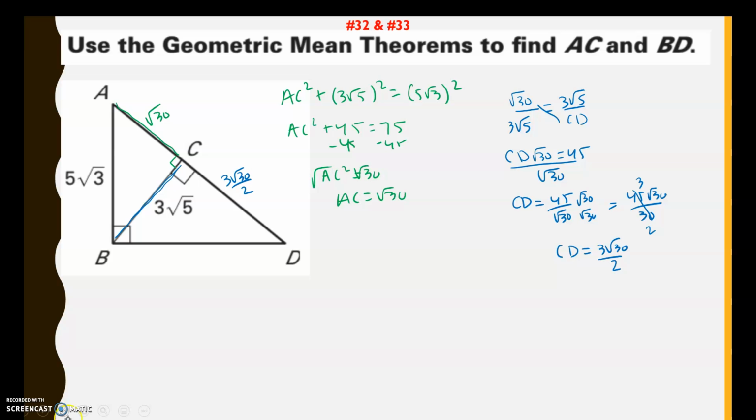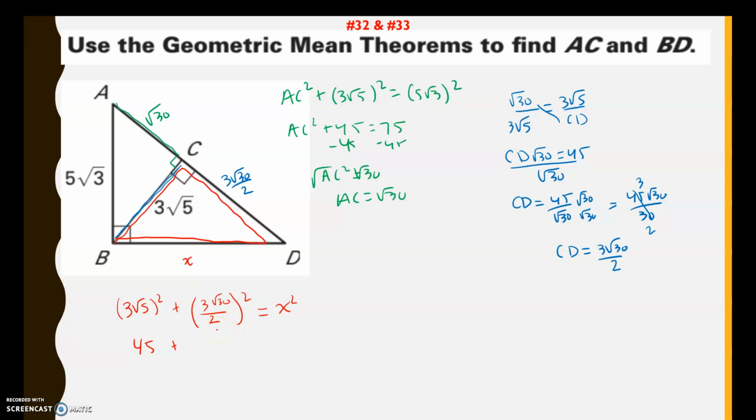So now to figure out what BD is, I'm just going to use this triangle right here, and I'm going to use the Pythagorean theorem to find BD. I'm going to call this guy X. So using the Pythagorean theorem, my two legs, I get 3 rad 5 squared plus 3 rad 30 over 2 squared, and that's going to be equal to my X squared. 3 rad 5 squared gives me 3 times 3 times 5, which is 45, plus 3 rad 30 over 2.